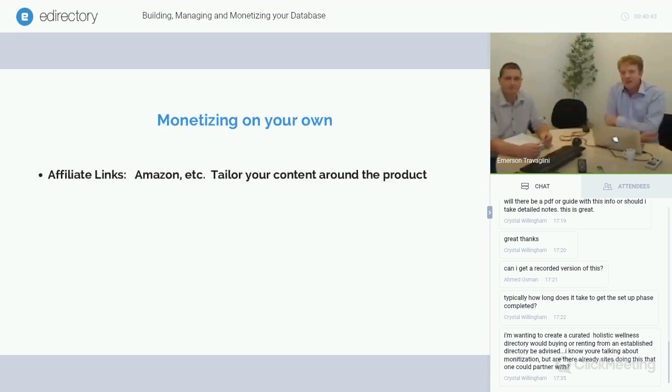And then, okay, so you can sell the whole list, you can rent it, and then you can monetize the list on your own. There's a bunch of ways to do that. One way is just using affiliate links. Like Amazon has a program where you can set up an affiliate link, and then anytime somebody clicks on that link, goes to Amazon and buys something with that link, Amazon will pay you a percentage.